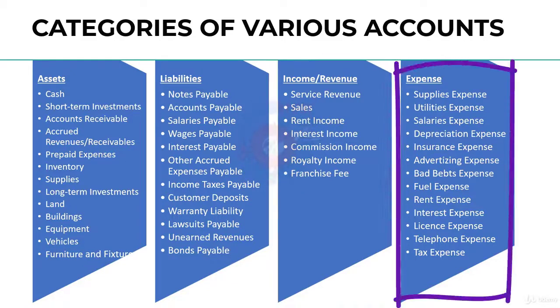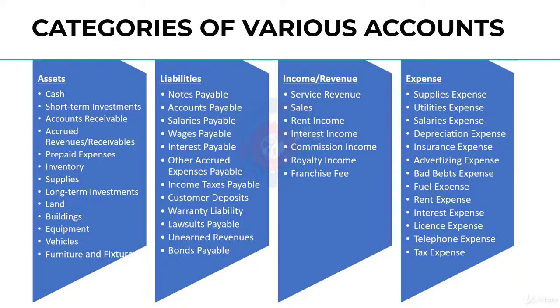Expenses. So there are various expenses like supplies expenses, salary expenses, depreciation expense, insurance expense, fuel expense, rent expense. These are the expenses that the business has to incur to run its business, to earn revenue. So these are all classified under the expense category. Please note that this is not an exhaustive list. This is just a list of general accounts that are generally used in businesses. So there can be more different categories of accounts under assets, different categories of accounts under expenses, under liabilities, under income revenue.